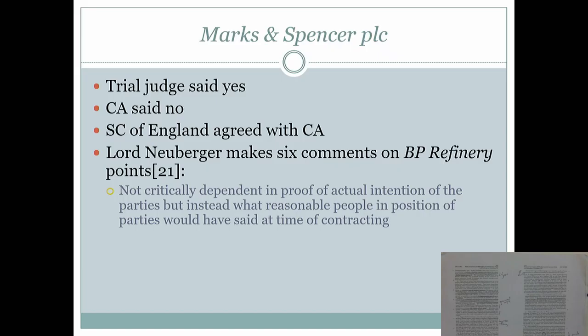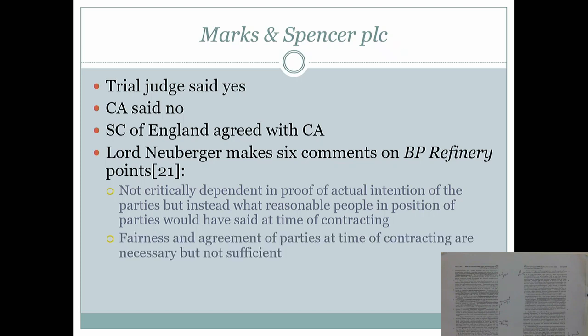And the other party said, no, of course we wouldn't. So it's not really proof of actual intention of these parties, but instead what reasonable people in the position of the parties would have said at the time of contracting. It's an objective approach where the courts are really stepping in to say whether or not we think this was reasonable. Reasonable parties would have agreed to this.